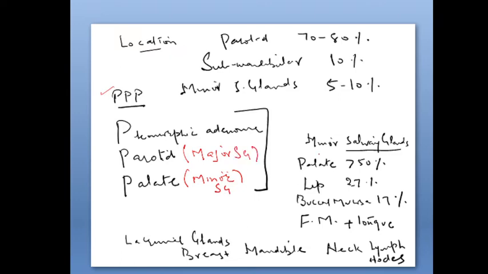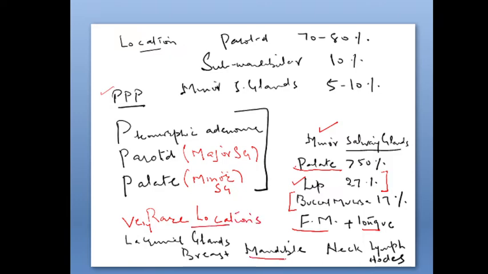In minor salivary glands, pleomorphic adenomas occur in 50% of the times. In the lip, only 27% of pleomorphic adenomas are seen. Comparatively less in buccal mucosa, only 17%, and very rare in the floor of the mouth and on the tongue. Very rare locations of pleomorphic adenoma are lacrimal glands, breast, mandible, neck, and lymph nodes.